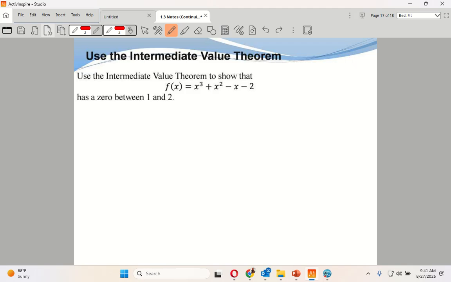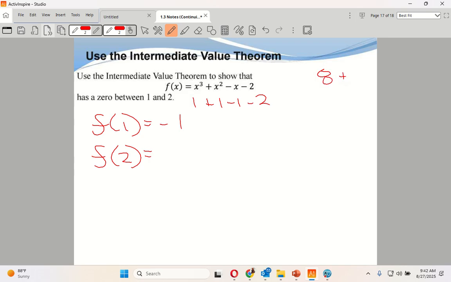All right, so let's start with the start, which would be 1. Let's see, what is f of 1? 1 plus 1 minus 1 minus 2, negative 1. F of 2: 2 to the third power is 8, plus 2 squared, minus 2, minus 2. I get 8.